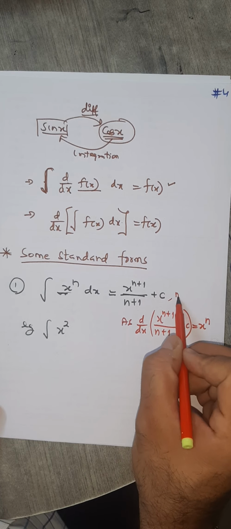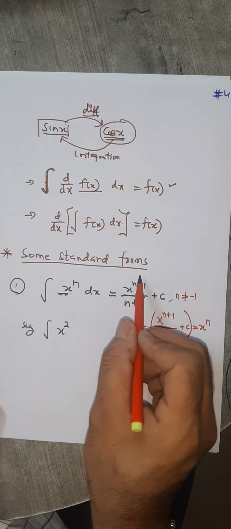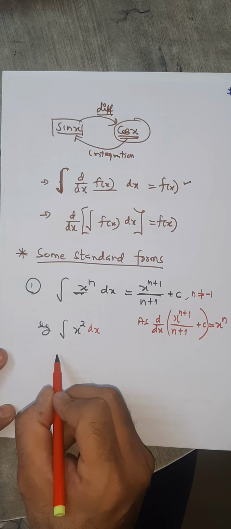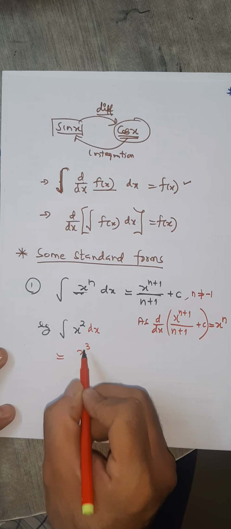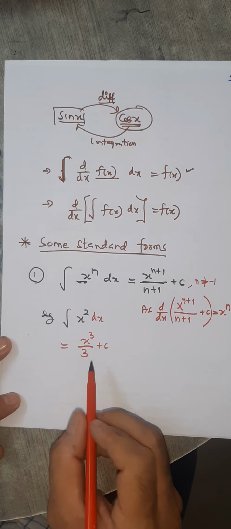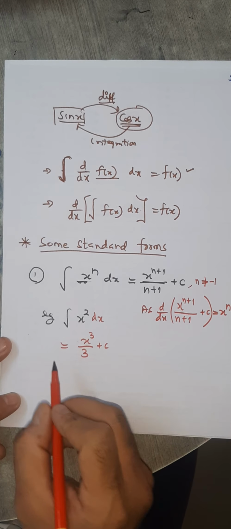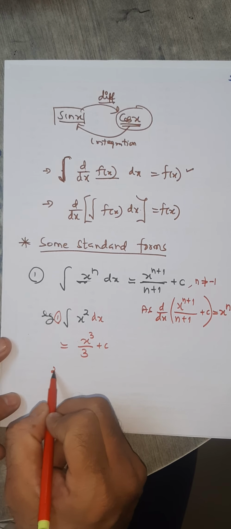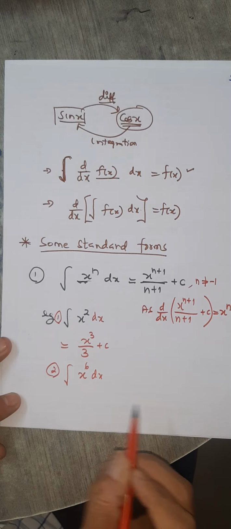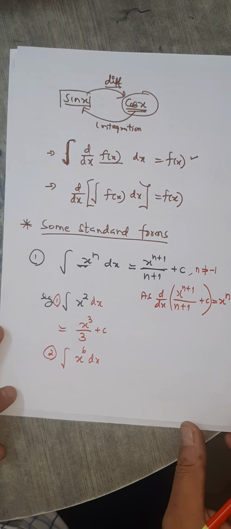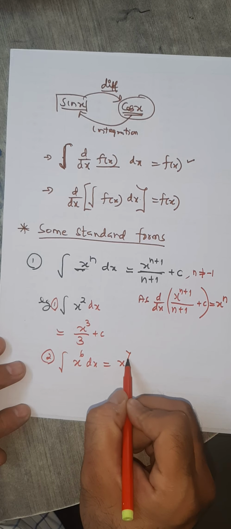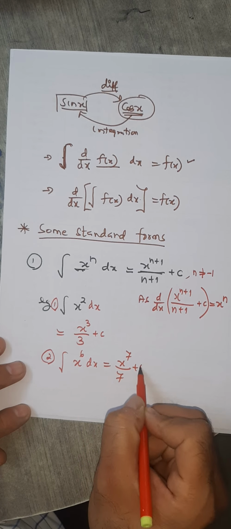What this formula says: raise the power by 1 and divide by the same number. So what is the integral of x square? Increase the power by 1. x cube by 3 plus c. If I have the next one, for example, the integral of x raised to 6, a power function, how will you write it? Raise the power by 1. So 6 plus 1 is 7, x raised to 7 upon 7 plus c.